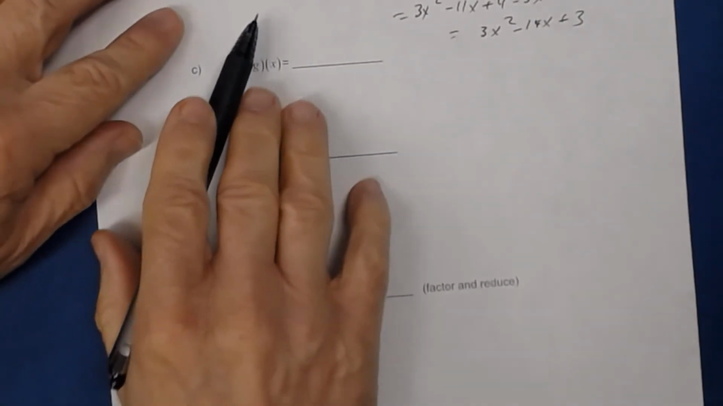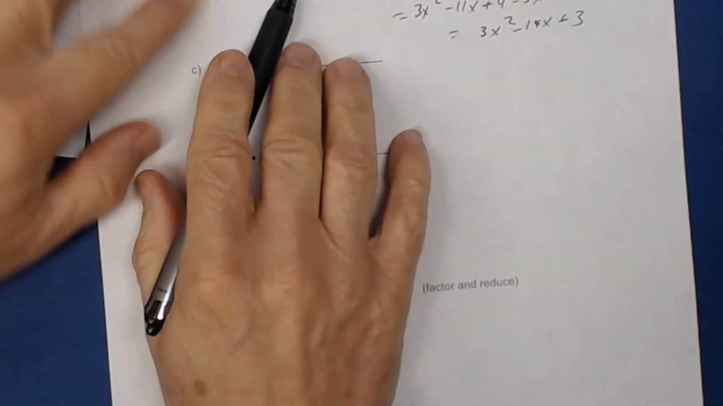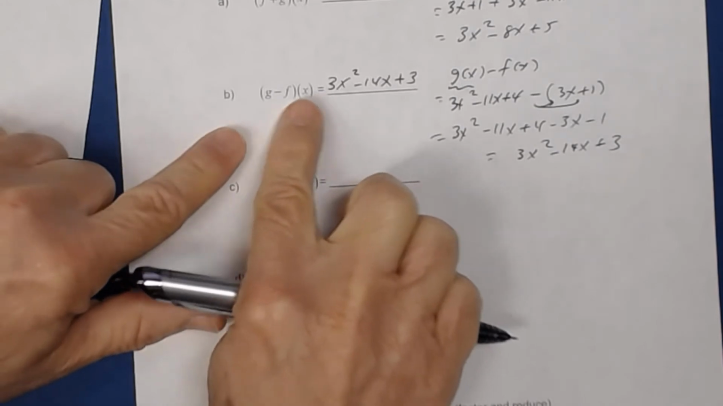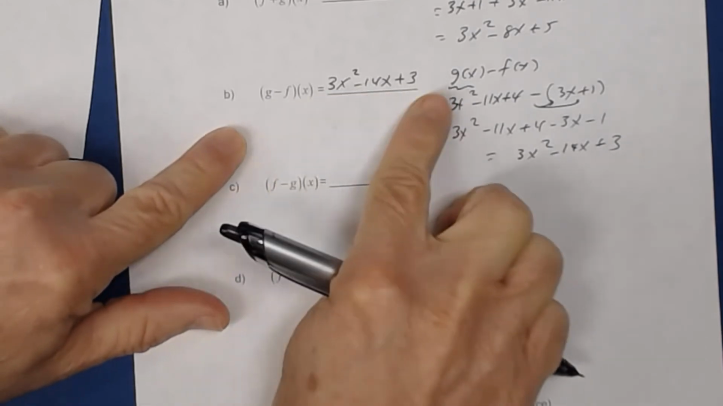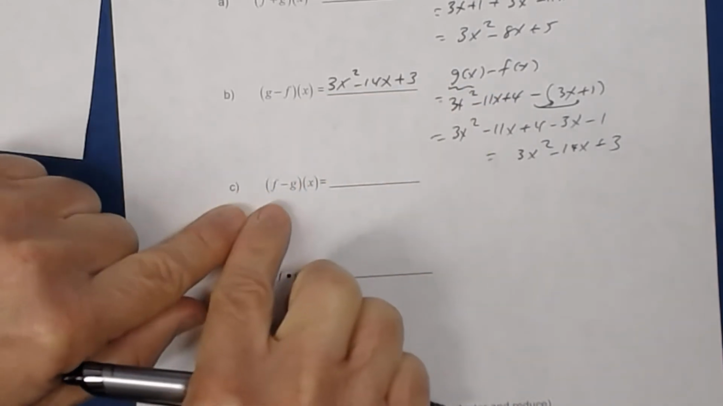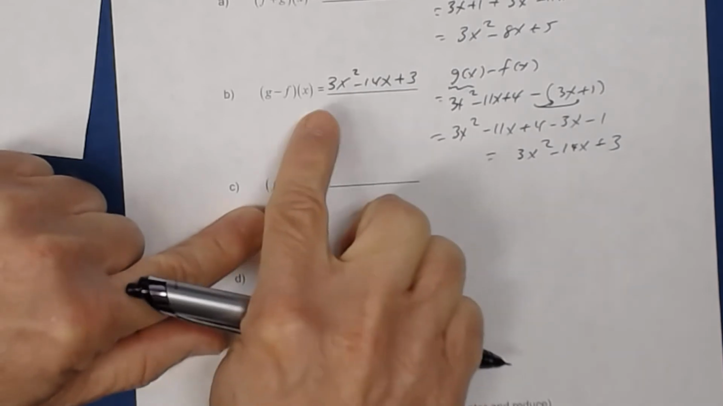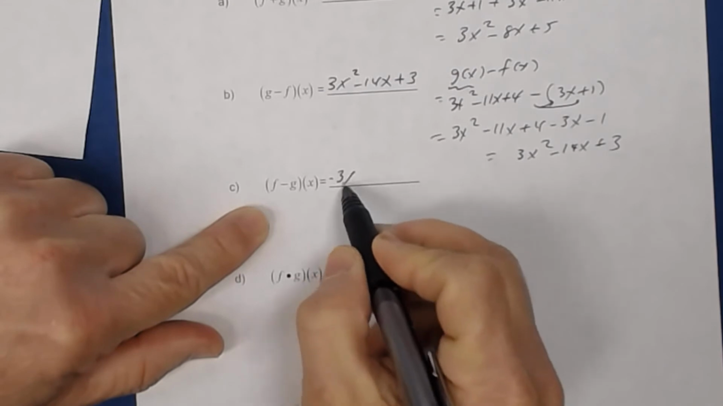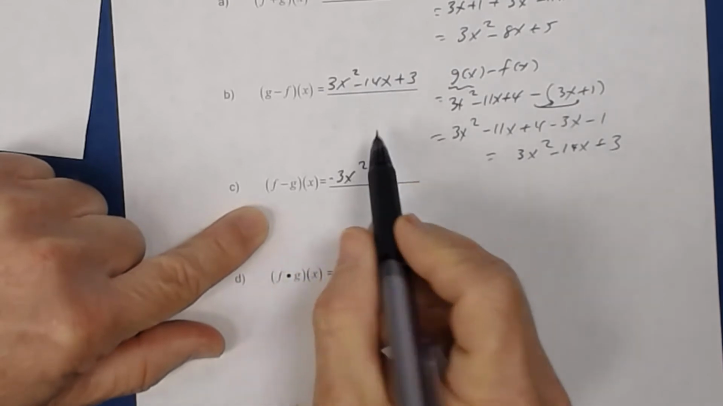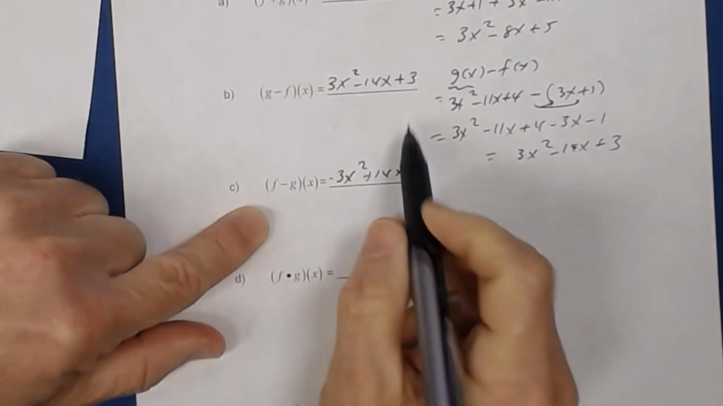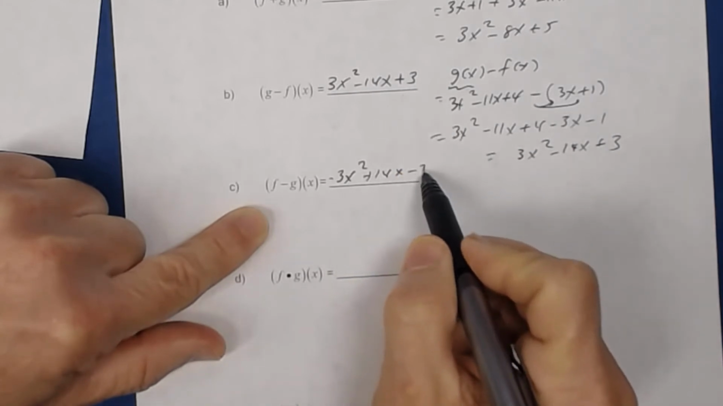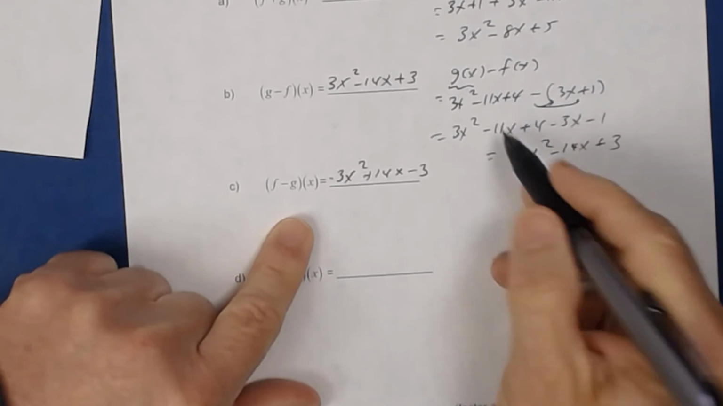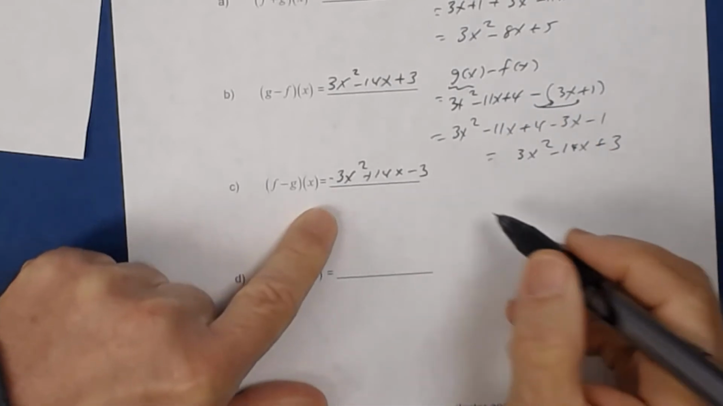So these are opposites. If you found this one right here, you still have to show the work, but I'm just saying this. If you found g minus f, and you're still doing the same functions g and f, then f minus g would be the opposite of this. So in other words, you would say that's negative 3x squared. What's the opposite of negative 14x? Positive 14x. And what's the opposite of positive 3? Negative 3. But it still says show work, so you have to show your work the same way you did this. But that's what you would get.